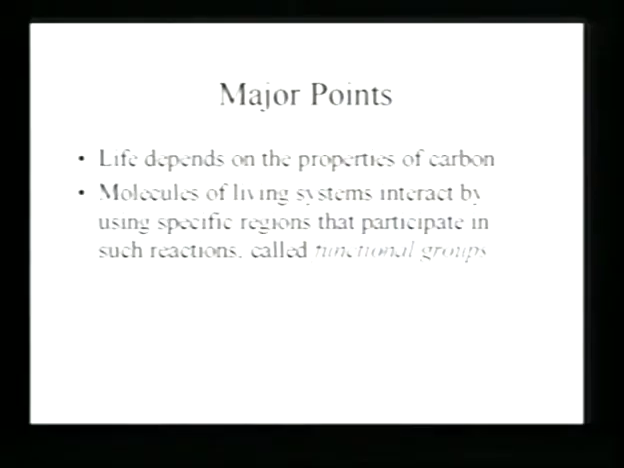Molecules of living systems interact with each other by using specific portions of those molecules that have specific structure. We call those functional groups, and there's a half a dozen or so of those functional groups that we'll need to take a look at. Those are the regions of the molecule that actually participate in the reactions that are going on. Right? And these are the 4 classes of molecules that we'll look at: carbohydrates, lipids, proteins, and nucleic acids. Those 4 categories of biological molecules are the major categories that we use.